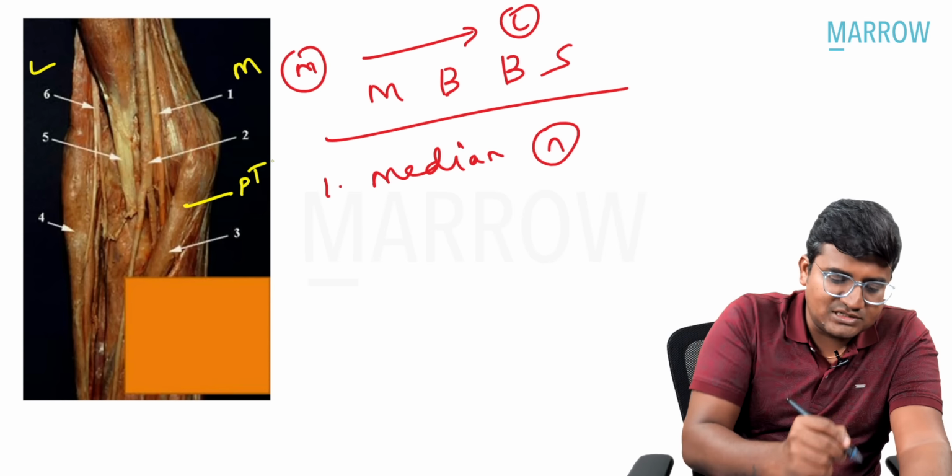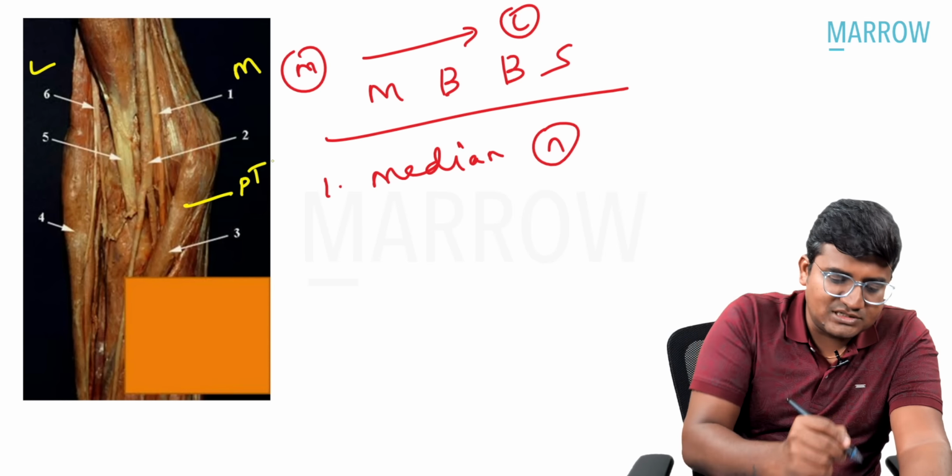So what is LOAF? What is L? Lumbricals 1 and 2. What is O? Opponens pollicis muscle. What is A? Abductor pollicis brevis muscle. What is F? Flexor pollicis brevis muscle. Now these three muscles, they will form the thenar eminence.